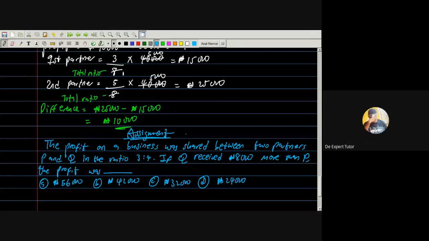All right. This is the assignment. Please write this assignment down, or you can screenshot it on your phone, whichever way. I'll give you some seconds to do this.